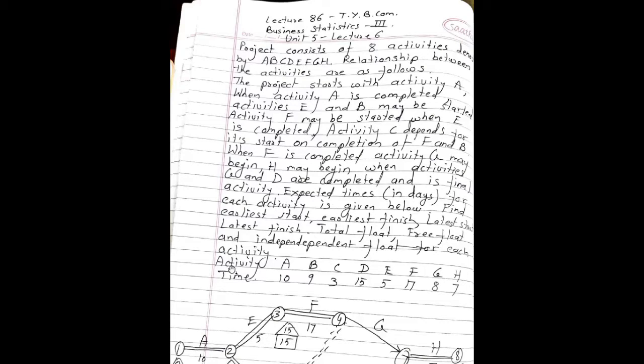So activity and time duration is given. For activity A, the duration is 10 days. For activity B, duration is 9 days. For activity C, duration is 3 days. For activity D, duration is 15 days. For activity E, duration is 5 days. For activity F, duration is 17 days. For activity G, duration is 8 days. For activity H, duration is 7 days.